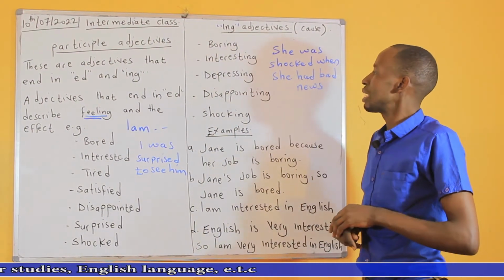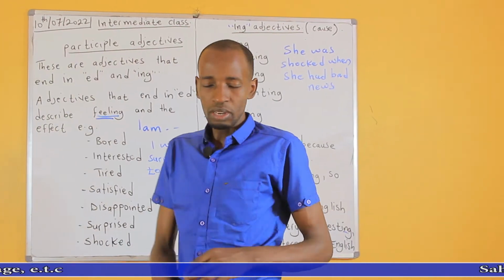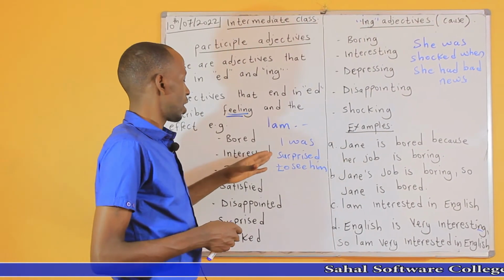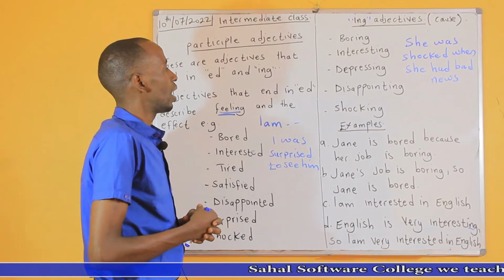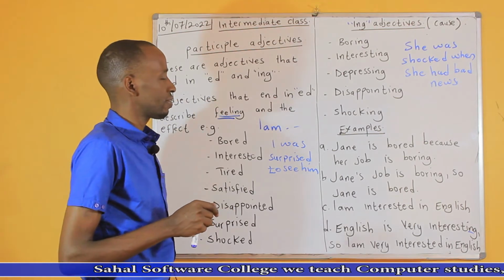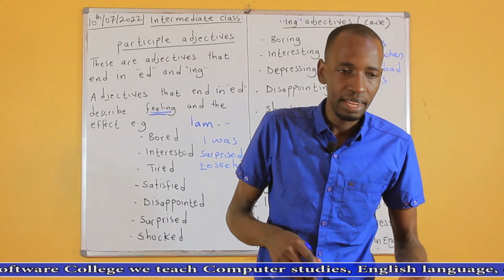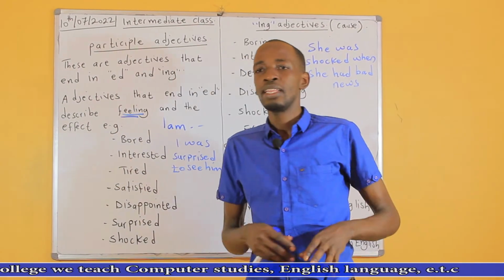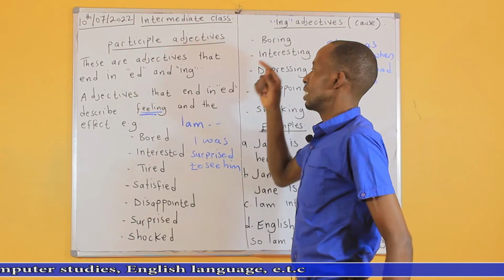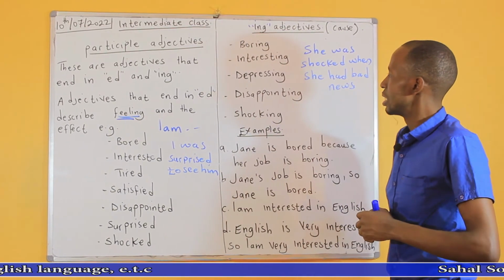Next one is disappointing. Disappointing comes from the word disappoint. And disappoint means if you make a program with someone and then you change that program without making him aware. For example, we say, let's go to town. Then I say, I'm going to take a shower. Then after that, I don't take a shower, and I sleep. So I will have disappointed you. To disappoint is not good.